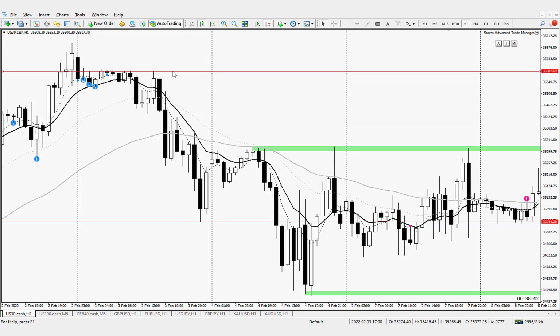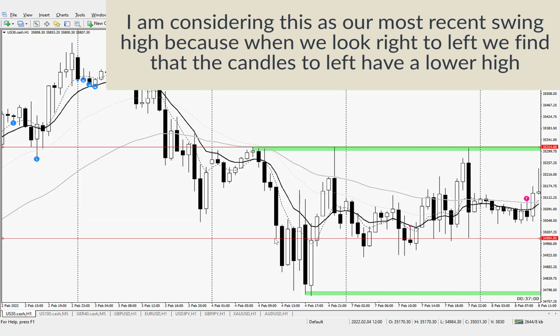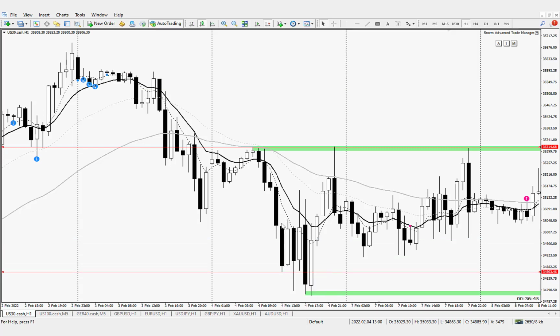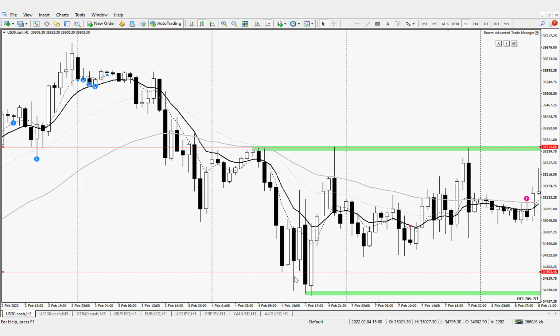So we'll move this line over to that. When this candle was printed, we will move that to the low of this candle. Then after the next candle, we will move it further down to the low of this candle. Now watch this candle. This candle has broken the high. So technically, it is a minor swing high. But I will not do it on one or two candles of swing like this. And this will not be considered a high until the end of this candle anyway.